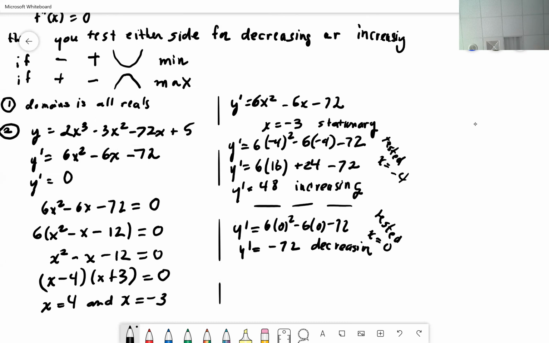Now we can see that to the left of -3, it's increasing, and to the right of -3, it's decreasing. So this should be a maximum. Sometimes we refer to this as a local maximum. It might not be a local maximum, it might just be the maximum. I've got a feeling it's a local maximum. We'll see when we draw the graph, because we're going to sketch the graph for this.